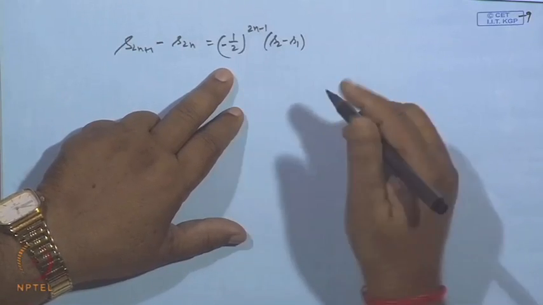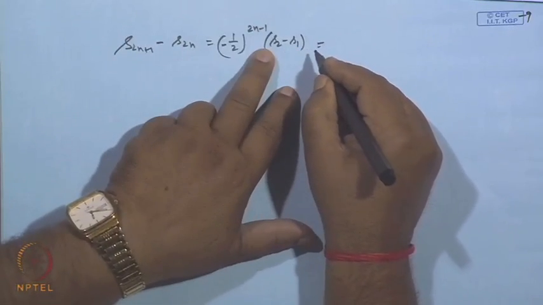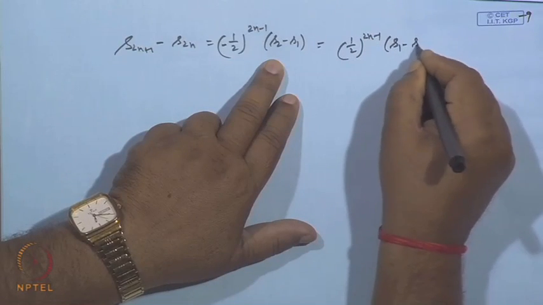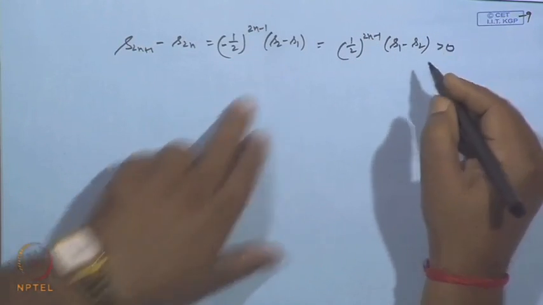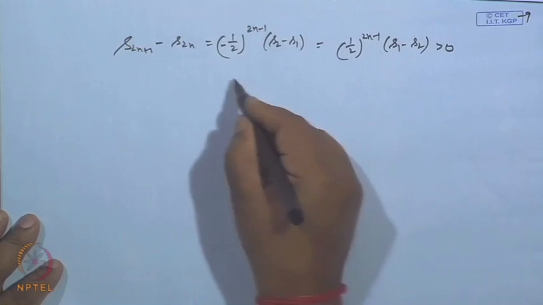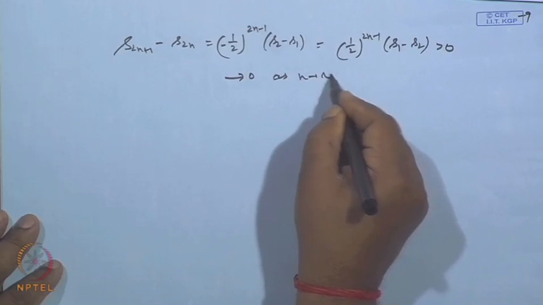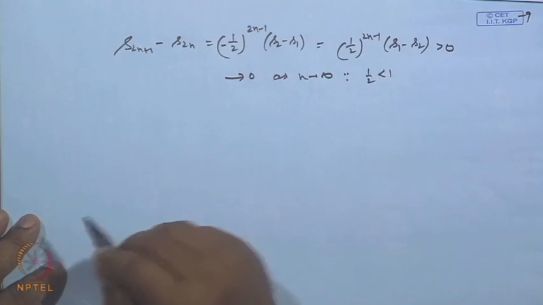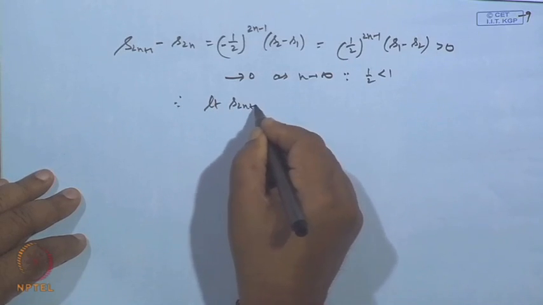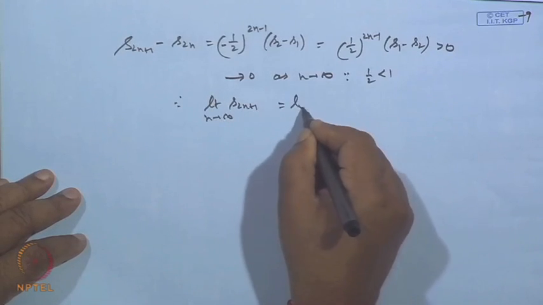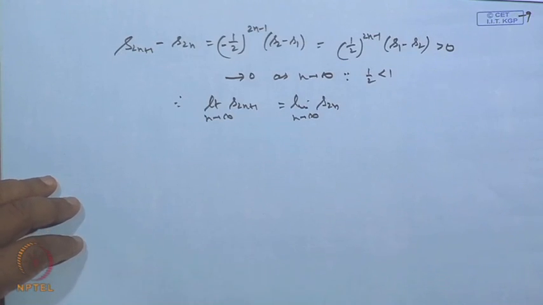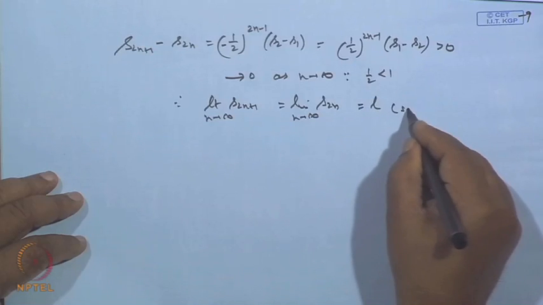Now, because S1 is greater than S2, we can write this as half to the power 2n minus 1 times S1 minus S2. Now, S1 minus S2 is positive but fixed, and this will go to 0. So, it tends to 0 as n tends to infinity, because half is less than 1. Therefore, the limit of S2n plus 1 as n tends to infinity is the same as the limit of S2n. Okay. So, both converge to the same limit, say L.